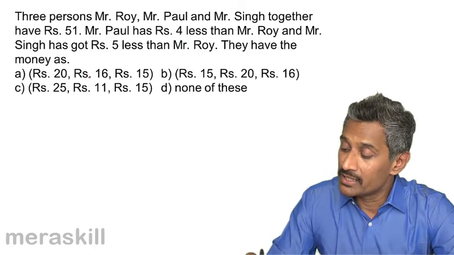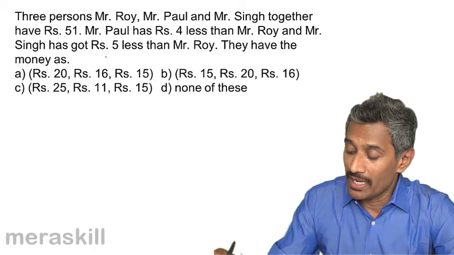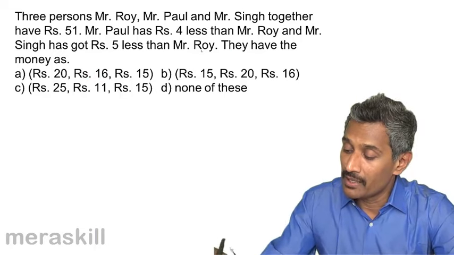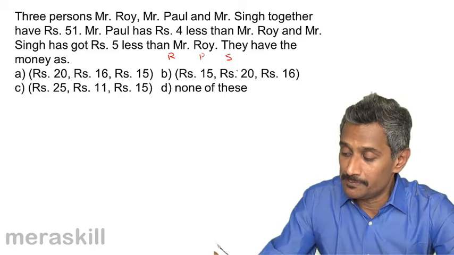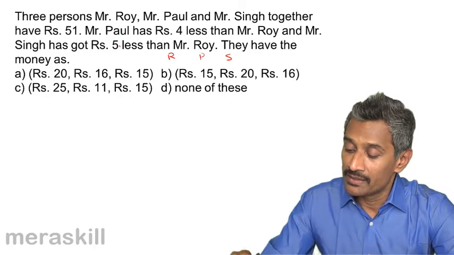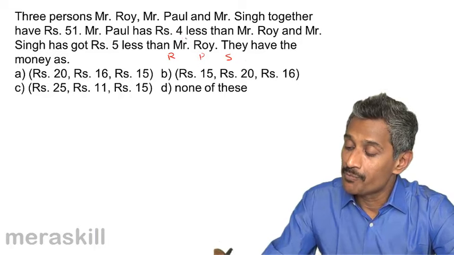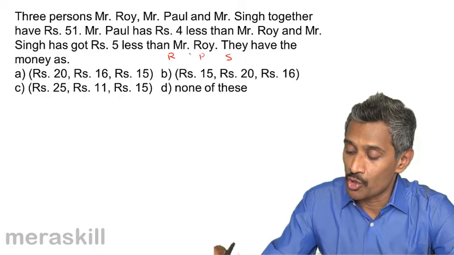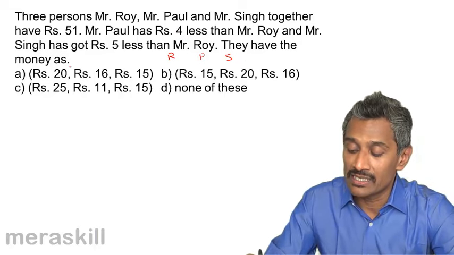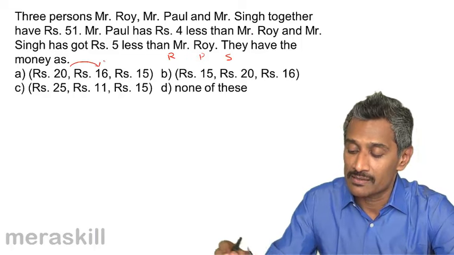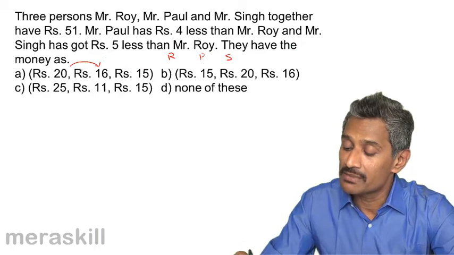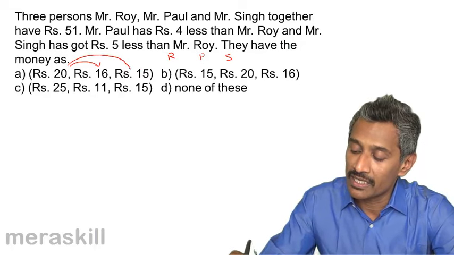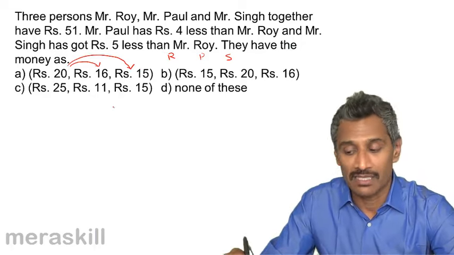So, if you look at it, you have the order being Roy, Paul and Singh. So, you want to check that Mr. Paul has rupees 4 less than Roy. So, in this case, 16 is 4 less than this. And Mr. Singh has got rupees 5 less than Mr. Roy and 15 is 5 less than this.